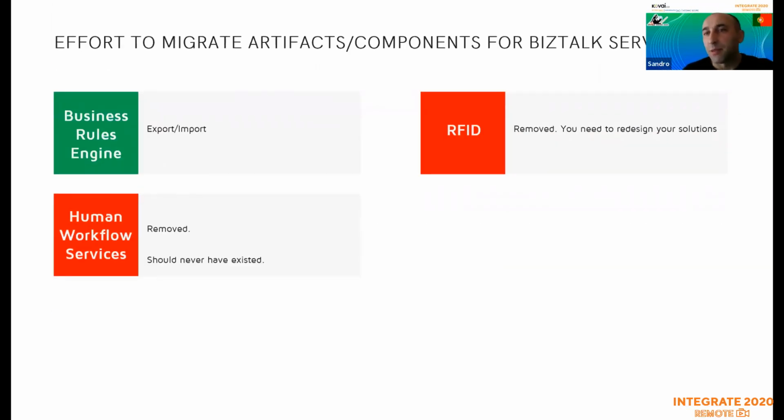Business rules is just export, import, nothing changed. FID was removed some versions ago. So if you are using the old version of FID, you need to redesign to use other features like cloud and so on. And human workflow service was removed. It should never exist on BizTalk. But if you are using that on the old version, forget about it. You need to re-engineer that and put it, for example, in SharePoint. And I'm talking about these features because I'm addressing migrating since 2000 to 2020, okay?